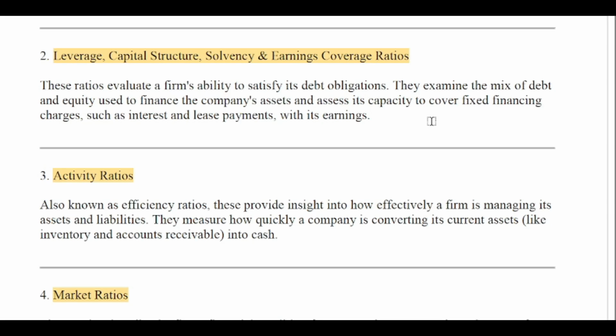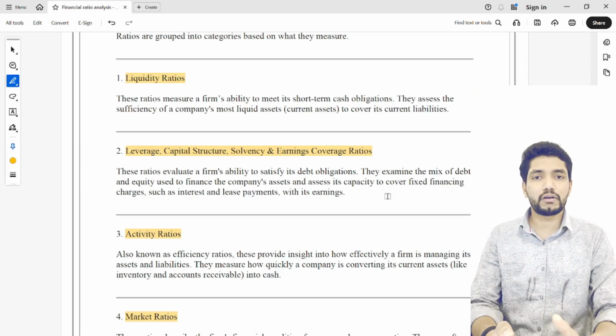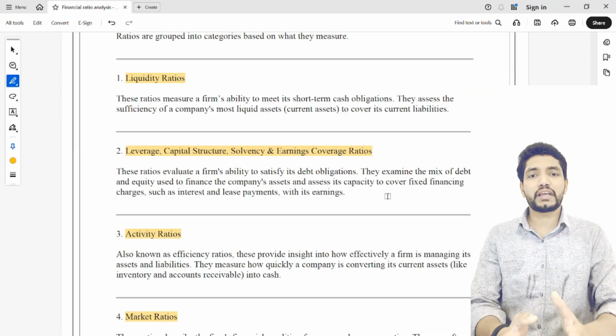The first thing is the repayment of long-term liabilities like loan repayment and other liability repayment. And there will also always be an associated fixed financing charge related to this long-term capital, like interest and lease payments. So the leverage ratio, or capital structure and solvency ratio, is always analyzing the ability to pay long-term obligations like long-term loans and other long-term obligations.